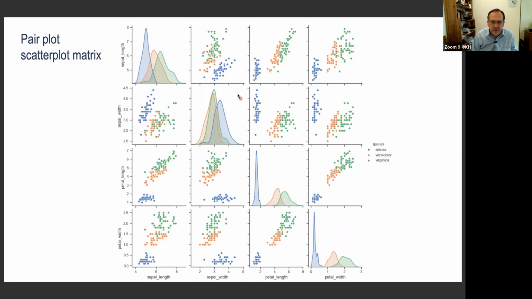For example, on the diagonal we have the histograms, those that we did before. Those histograms correspond to, for example, this one for sepal width, and this one for petal length. And here we have all possible pairwise comparisons. So this is one of the quick ways to have a good look at the data.